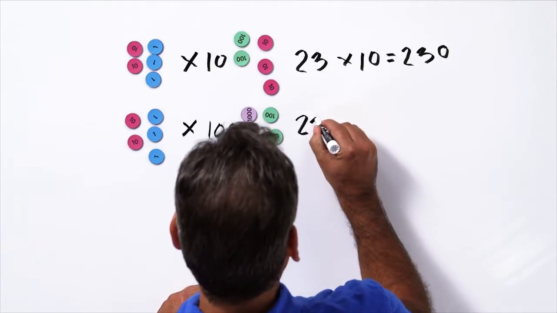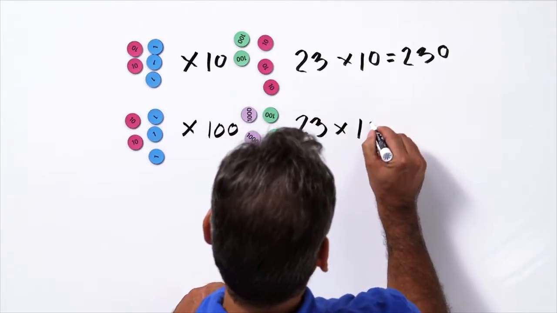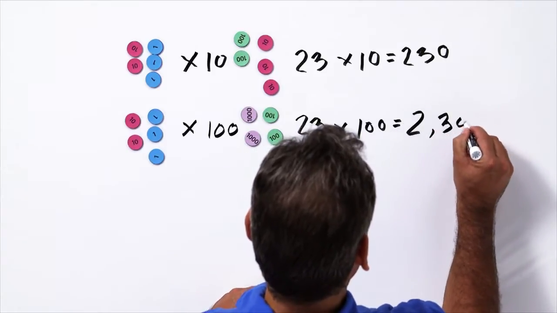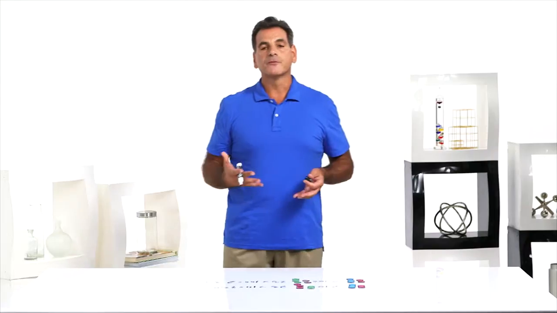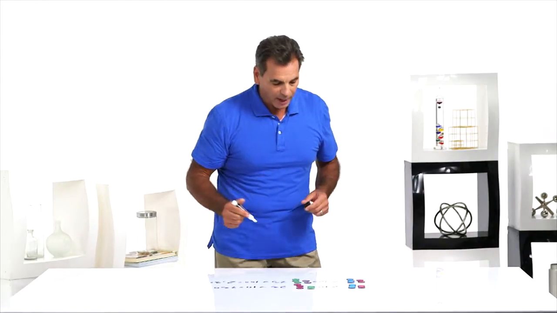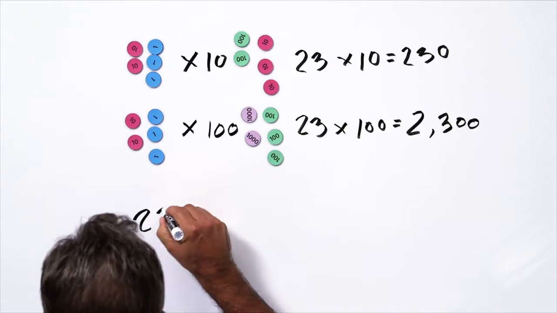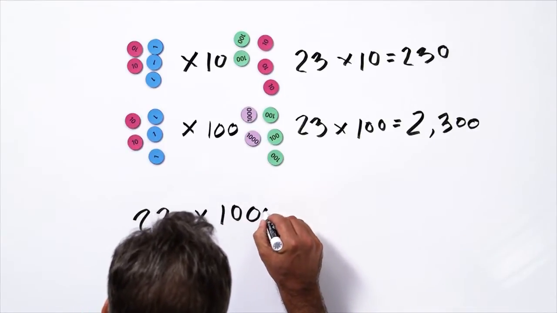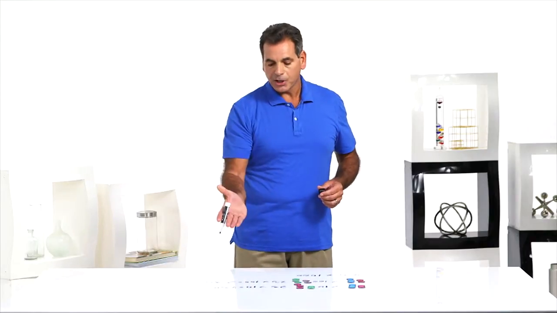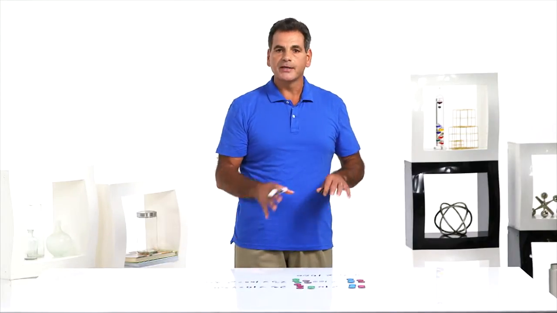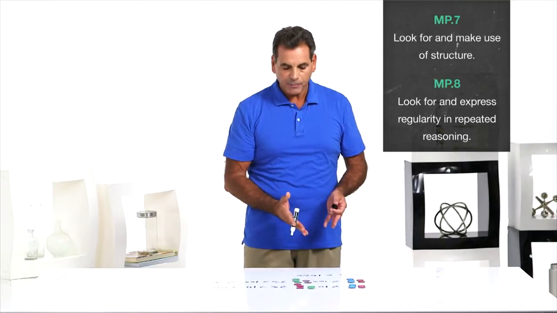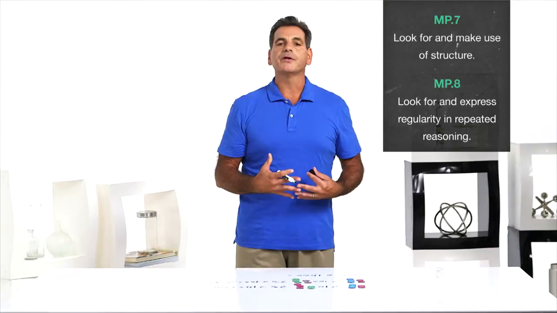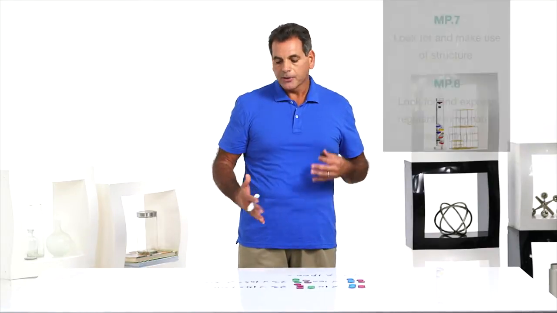23 times 100 equals 2,300. Now we're going to move away from the chips and just do it with numbers. Have them write the number 23 again. And we're going to multiply by 1,000 this time. And you want the students to look at the pattern of the zeros in the model to try and determine what the solution to this problem is going to be. So they'll turn and talk with their neighbors. You'll have a whole class discussion. You'll think about it a little bit.